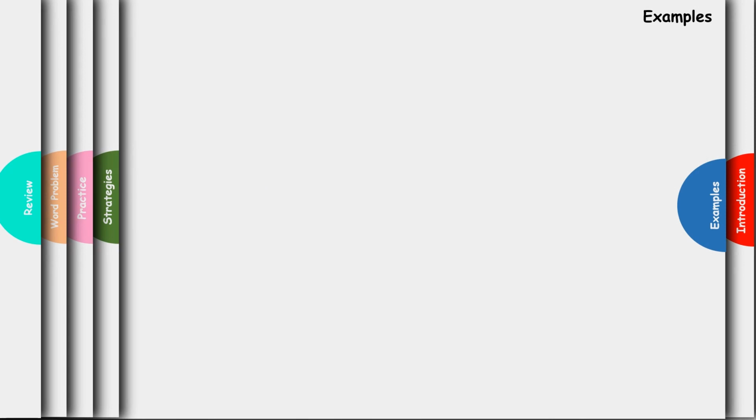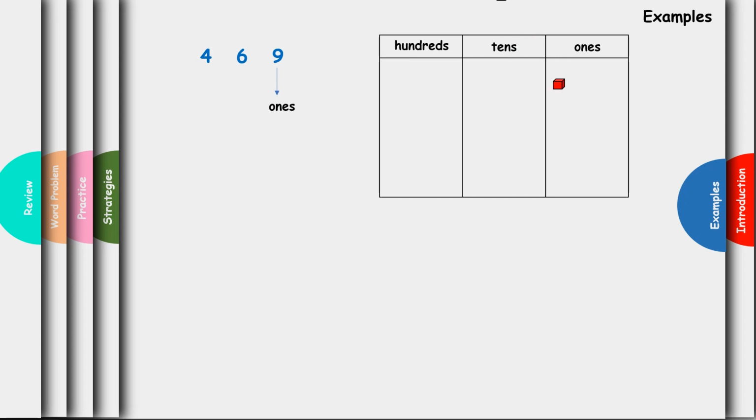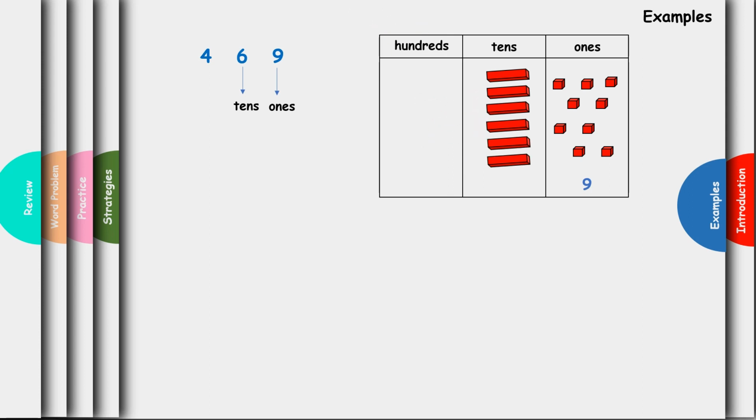Alright, so here's an example. If we say 469, it means 9 ones. 1, 2, 3, 4, 5, 6, 7, 8, 9. 6 tens, 1, 2, 3, 4, 5, and 6. And 4 hundreds, 1, 2, 3, and 4.